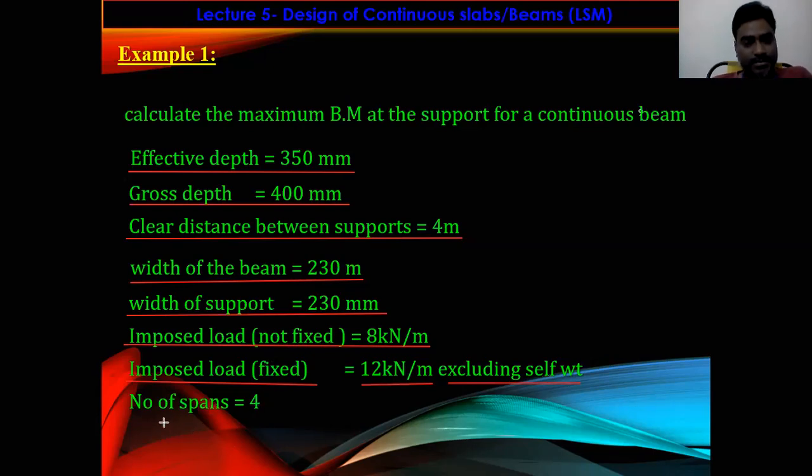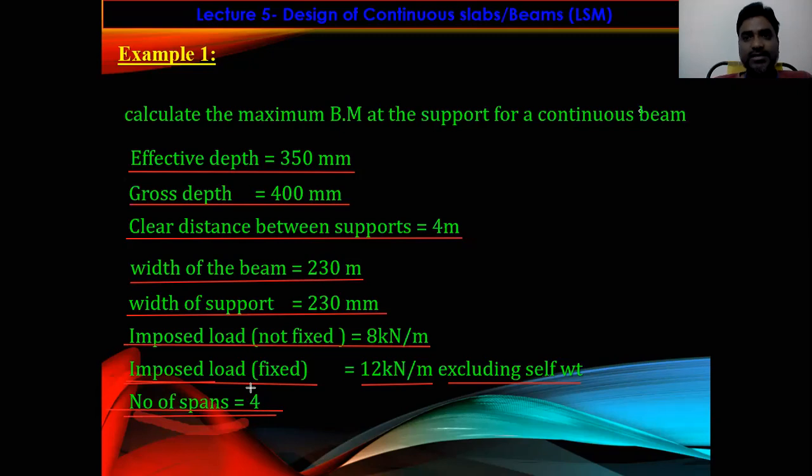And the number of spans is 4 meters. So you need to check whether the method, that means the IS code method, is applicable for this given beam or not. How to check? As I told, 3 criteria. One is it should consist of a minimum of 3 spans. So how many spans are there? 4 spans are there. The first condition is satisfied.